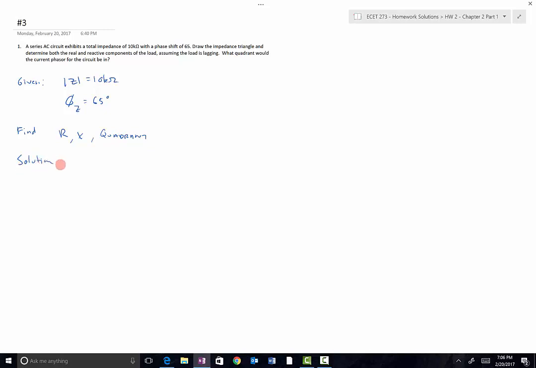So the solution is that Z is equal to R plus jX. That can also be written as the magnitude of Z at an angle of phi sub Z. Those are two equivalent ways to write an impedance vector, either in rectangular or polar form. The relationship between these two forms is that the magnitude of Z times the cosine of the impedance angle is equal to R, and the magnitude of Z times the sine of the impedance angle is equal to X.